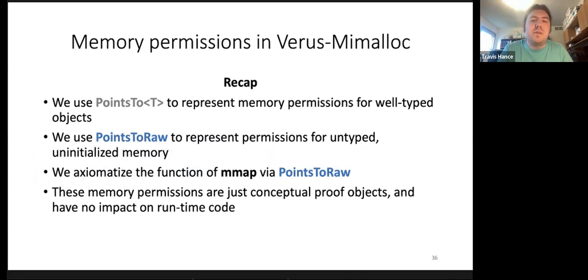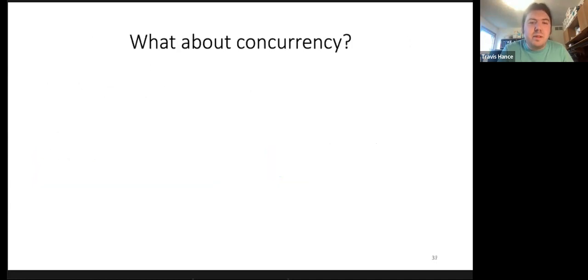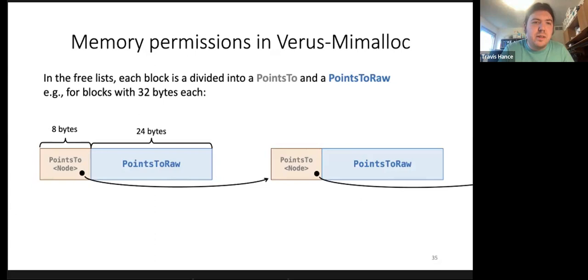I wanted to say one more thing. If the user were to perform an allocation where we are going to pop one of these nodes off the linked list, we would take this points to node and this points to raw, and together that forms the 32 bytes we want to give out to the user. So we would transform those into a memory permission that the user is expecting.